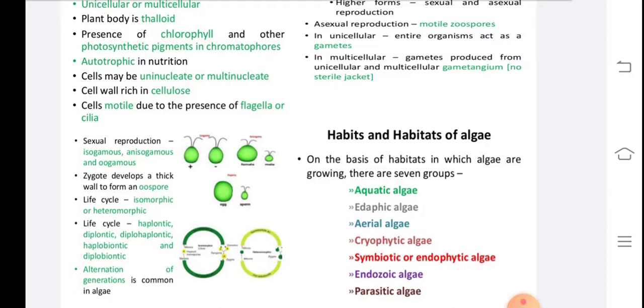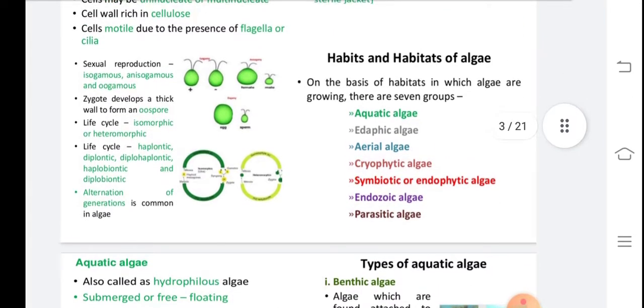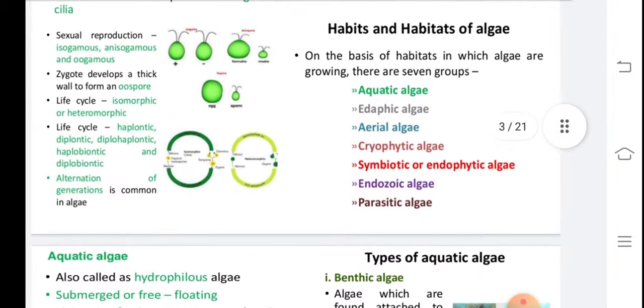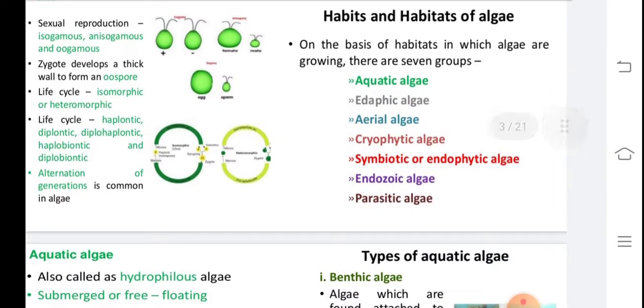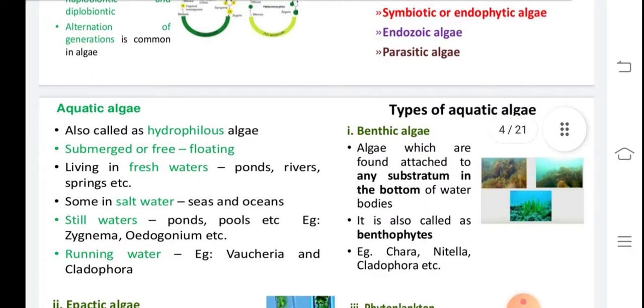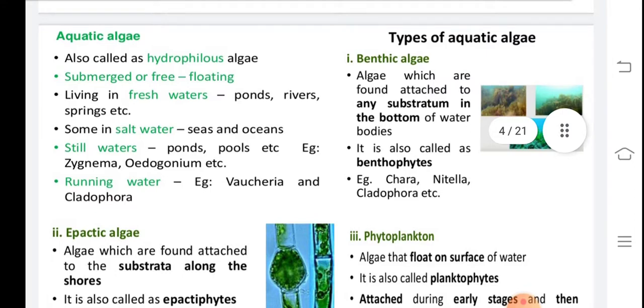Then you see the habits and habitats of the algae. Different habitats are there: aquatic, edaphic, aerial, cryophytic, right? We'll see their explanation: symbiotic, endozoic and parasitic. So firstly, what is aquatic? It means hydrophilous. They love water, they like to grow in the water.